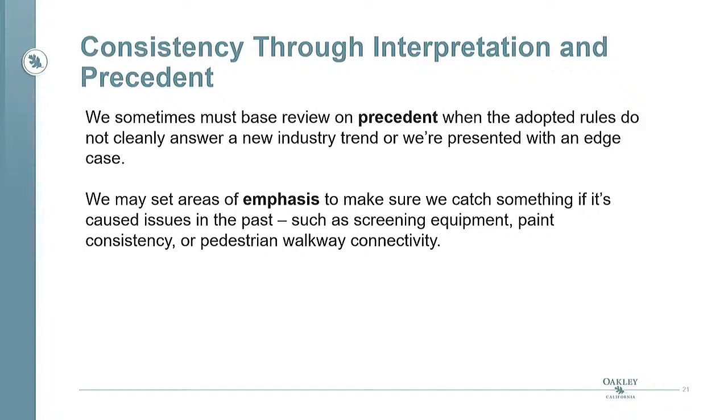We may set areas of emphasis to make sure we catch something if it's caused issues in the past, such as screening of equipment. Each planner may hold specific ones, but we'll talk amongst ourselves as staff on what we really want to make sure we get down, like equipment is screened. We want consistent paint on our developments, for example, so we've been adding a condition there that it's not splotchy or there's overspray. And then pedestrian walkway connectivity. I notice I'm walking around a lot and you can't find the pathway in the middle of a shopping center, and we don't want that. So if we run into something like that, then it's like, let's emphasize that we want that. So you may run into situations like that.